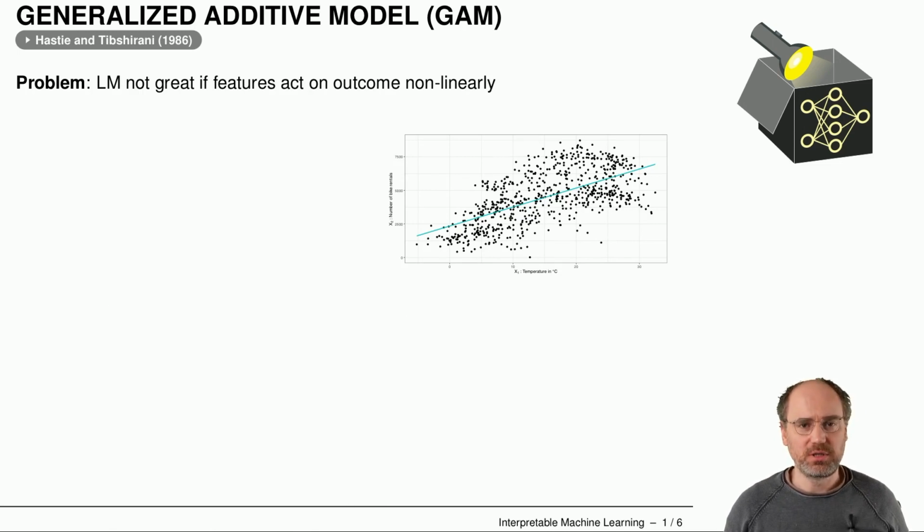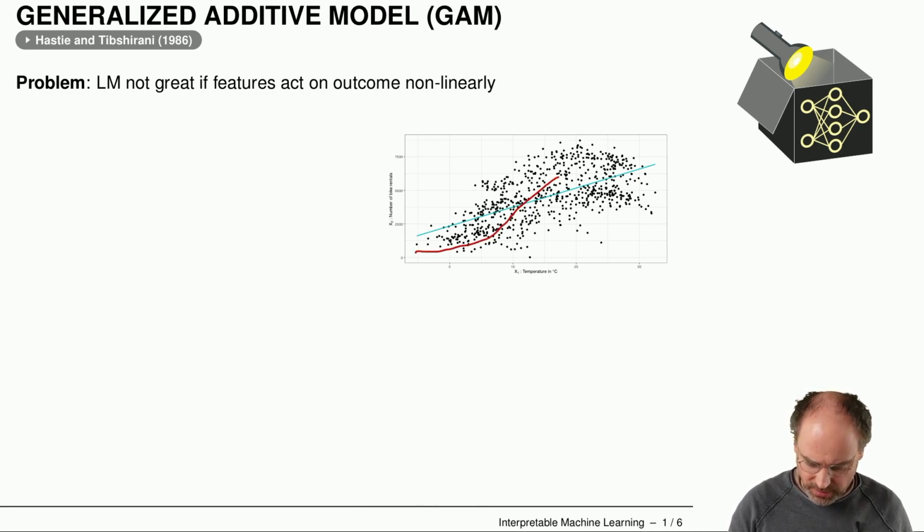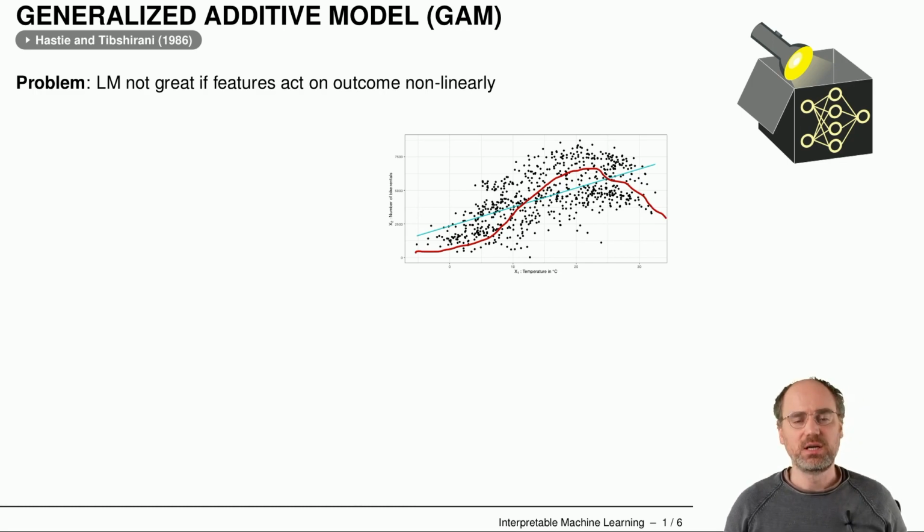So I guess we have all already understood that linear models are not that great if features act on the outcome in a nonlinear fashion. So if you would take a look at this data situation here, I guess we can agree that maybe the underlying trend looks a bit like this, and then fitting a straight line to such a data set, either in this 1D case here or in a multivariate case, doesn't really make sense.